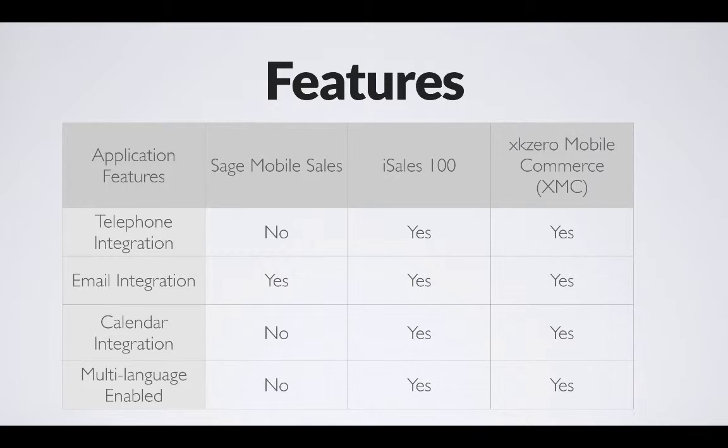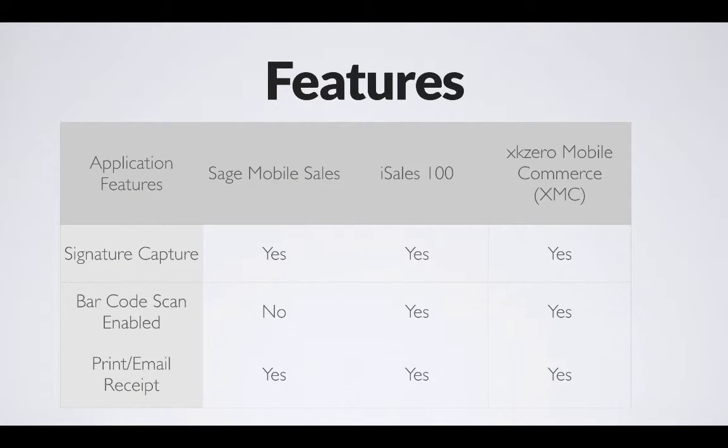Email integration comes from all three products. Calendar integration comes from the two xkzero products, and the two xkzero products are also multi-language enabled. So just change the language preferences on your phone and we can accommodate pretty much any language. So currently we have Spanish language translation that's been done, but we really can accommodate any language as long as we can find a good source for the language that you're looking for. It's very, very easily accommodated.